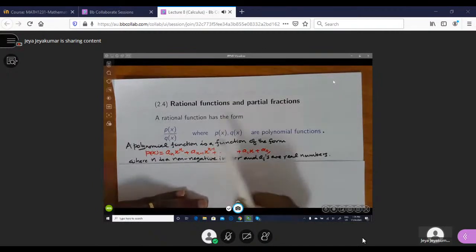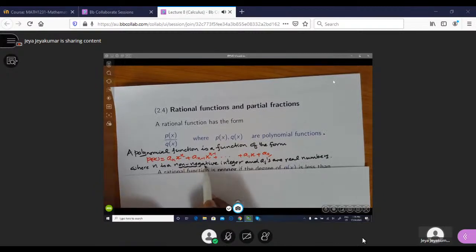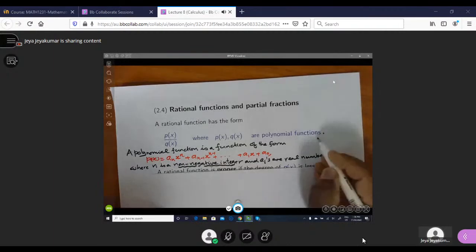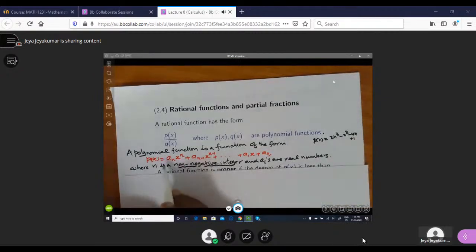Now, a polynomial function is a function of the form P(x) equals a_n x to the power n, plus a_(n-1) x to the n minus 1, and so on up to a_1 x plus a_0. The a's are real numbers, okay? And n is a non-negative integer. If a_n is non-zero, then the highest power is x to the power n, so that's an nth degree polynomial. For example, P(x) equals 2x cubed minus x squared minus 4x plus 1 is a polynomial of degree 3. The highest power is 3 there, okay?